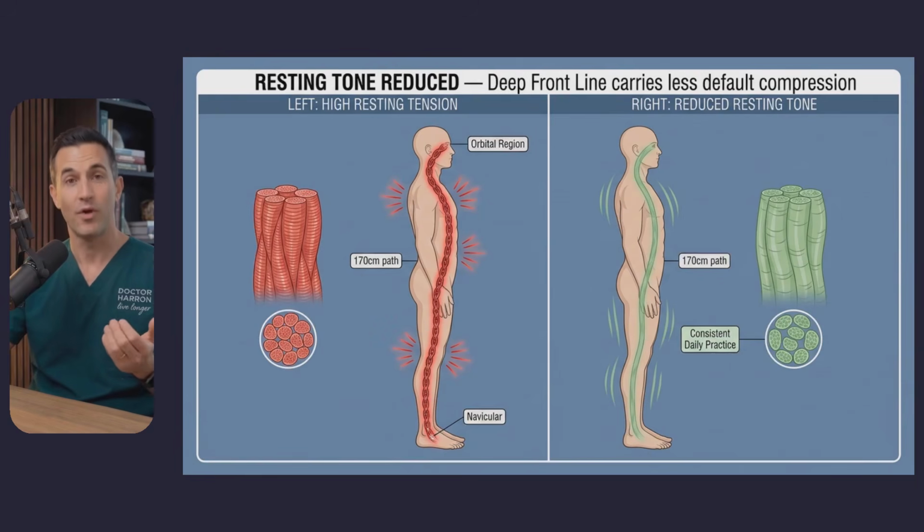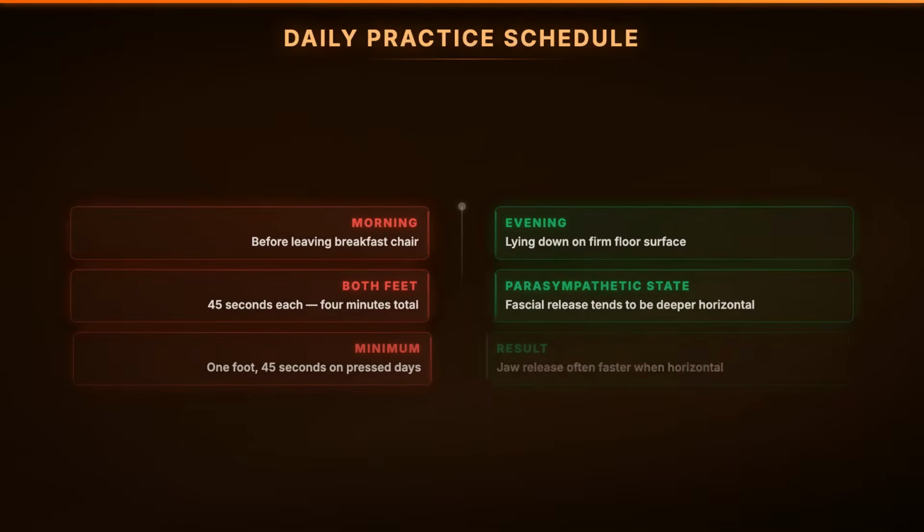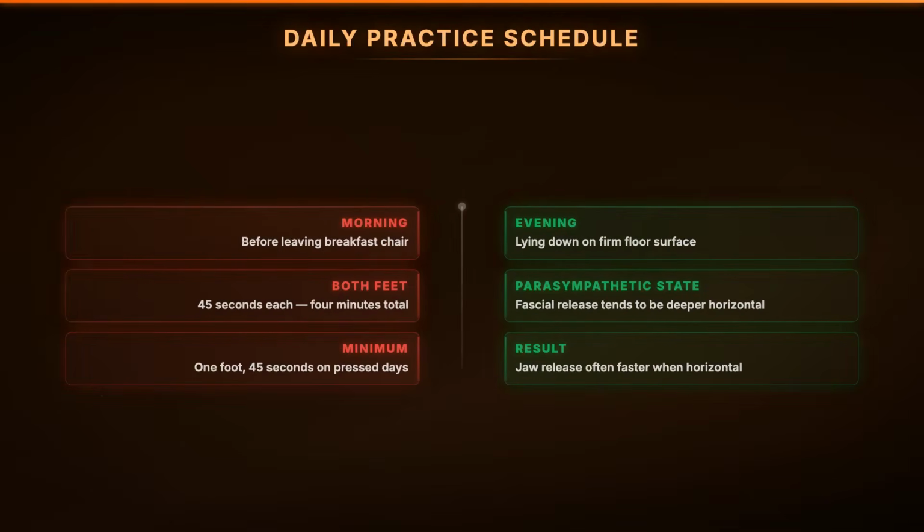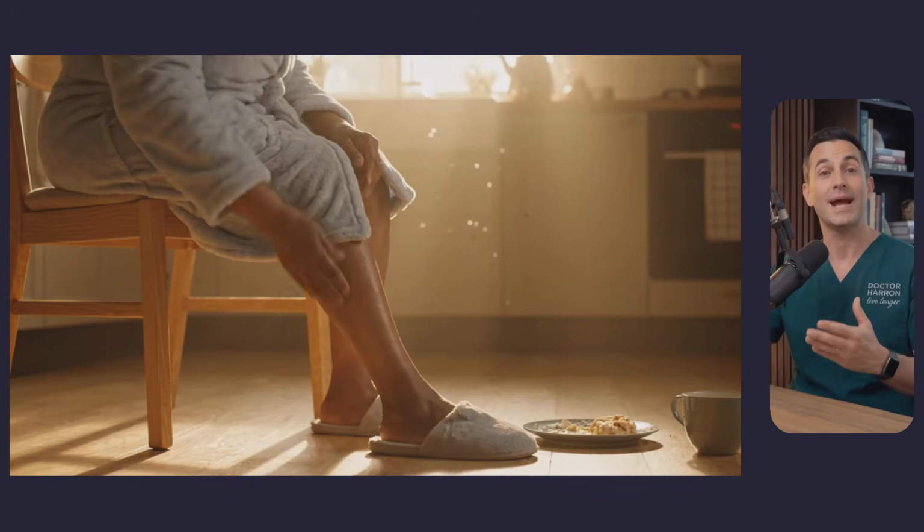Over time, with repetition, the resting tone of the deep front line at its origin point changes. The chain carries less default compression. Less is transmitted upward. The frequency that produces the most consistent results, in my own practice and in the pattern I've observed: once in the morning before you start moving, once in the evening before bed.